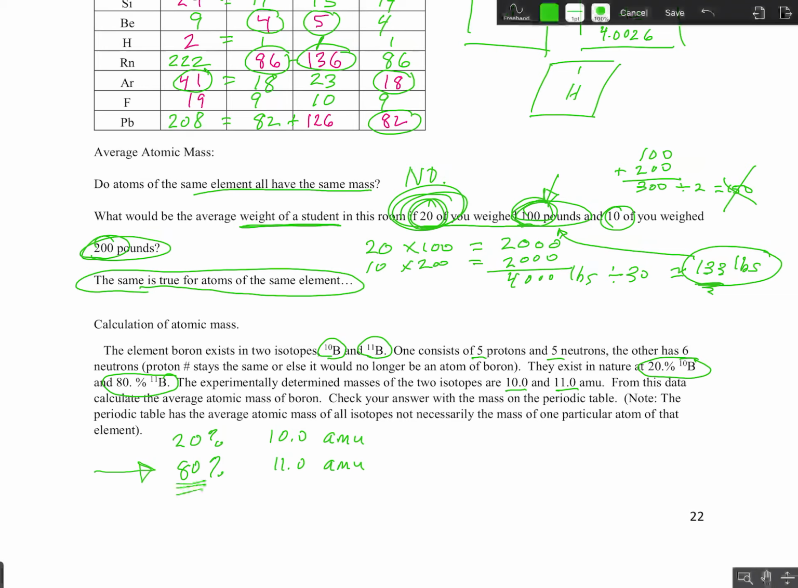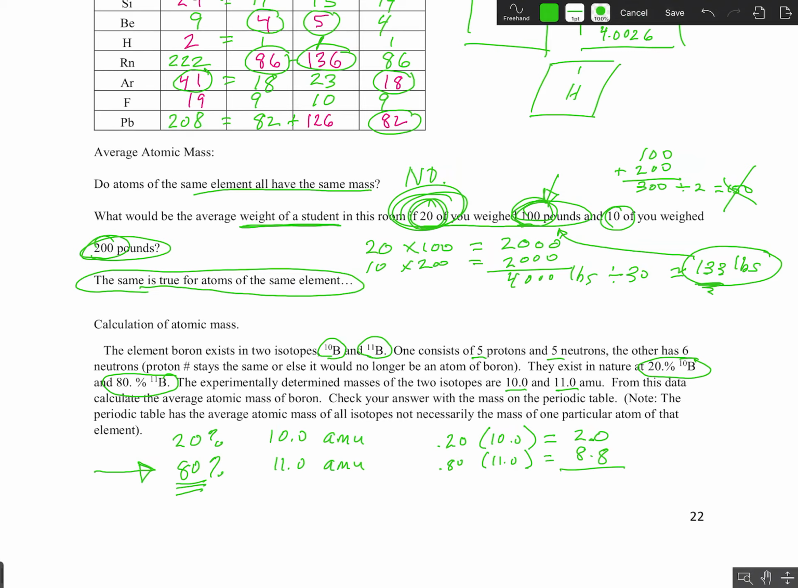Yeah, it will be. So how are we going to do this? Well, I would suggest doing this. Let's find 20% of 10. Okay, that would give us 20% of the average mass. So to do that, don't we take 0.20 times 10? And that equals 2.0. So 20% of the average atomic mass is 2. And then let's take 80% of 11, so 0.8 times 11, and that equals, of course, 8.8. So 80% of the average atomic mass is 8.8.